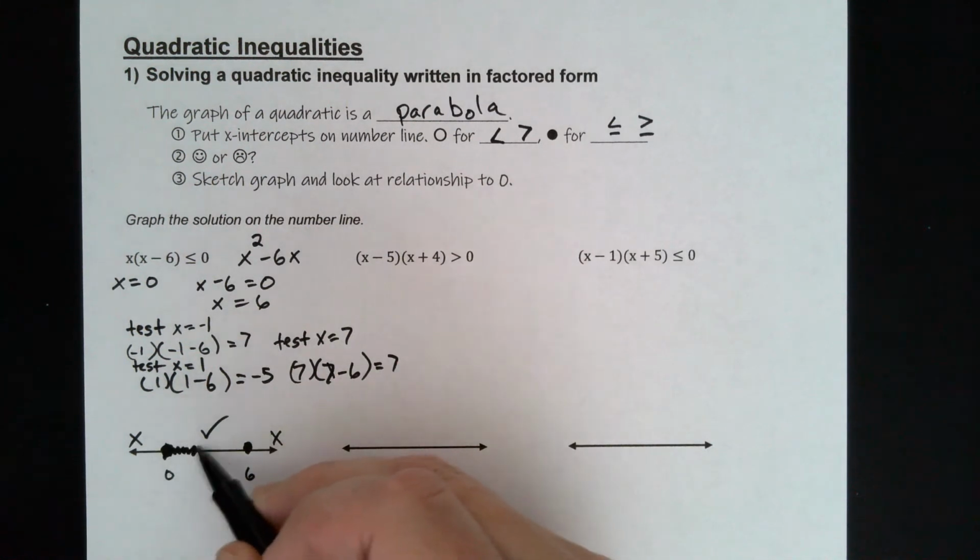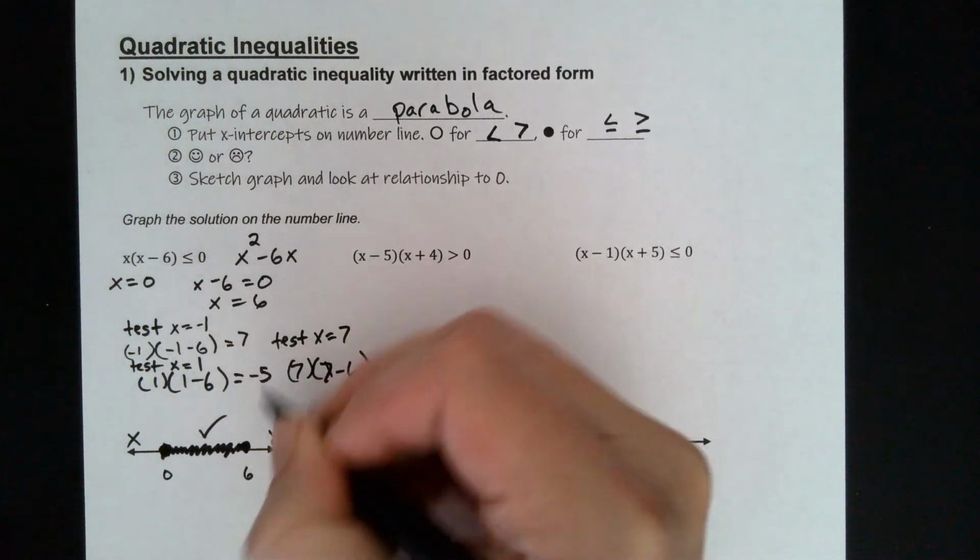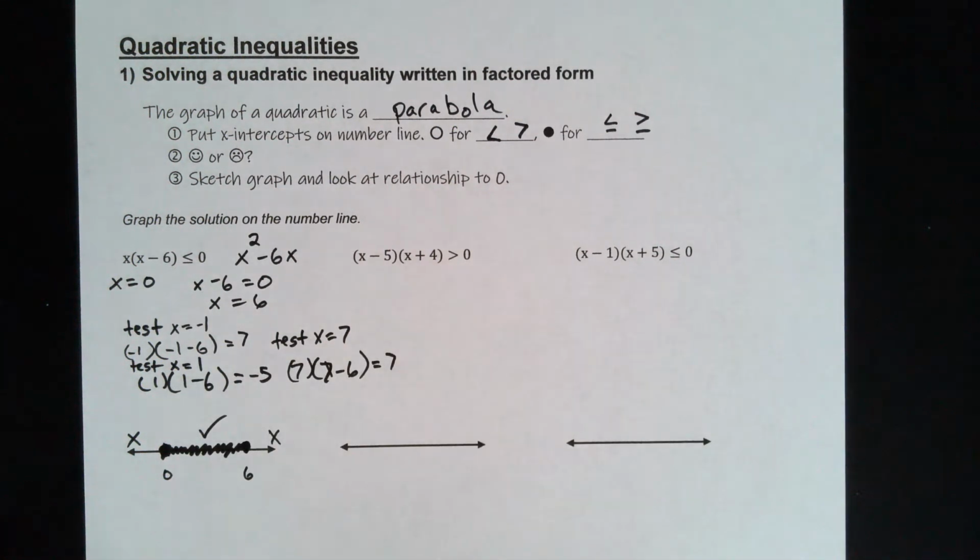So my shaded region is going to be this one right here, just like I knew it would be, because it's a parabola facing upward. Okay, so that's the region between 0 and 6, and it includes 0 and 6.